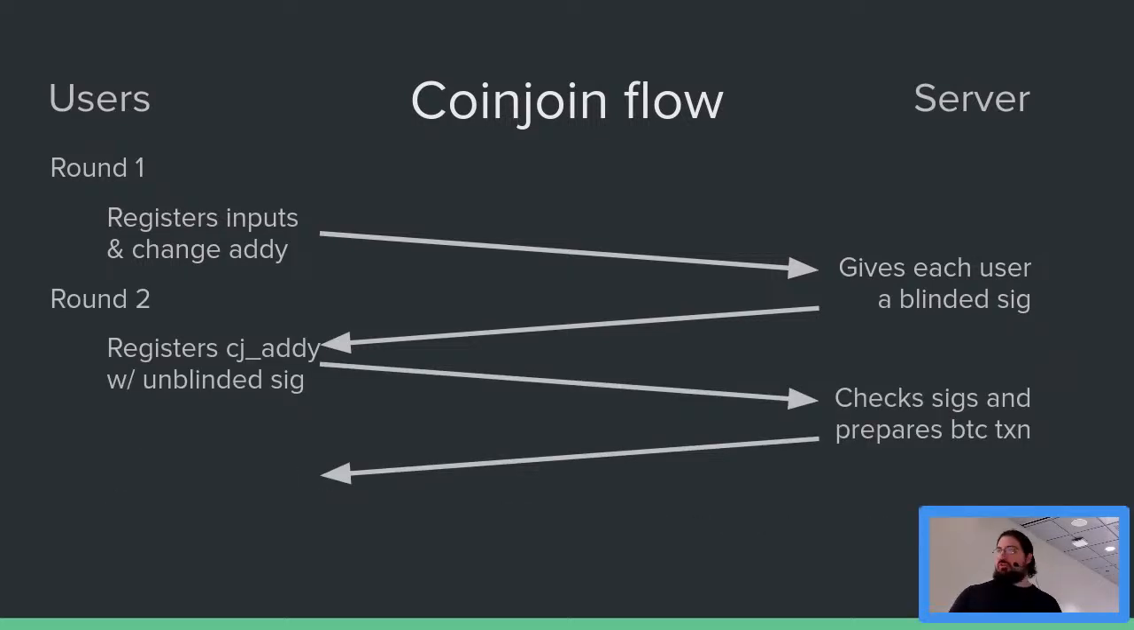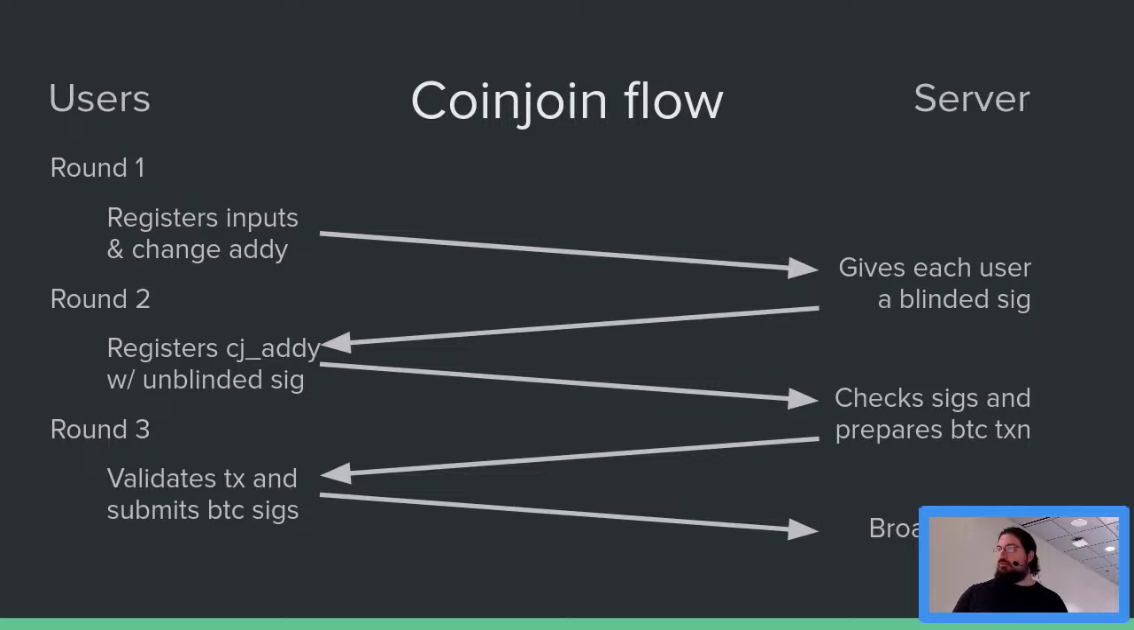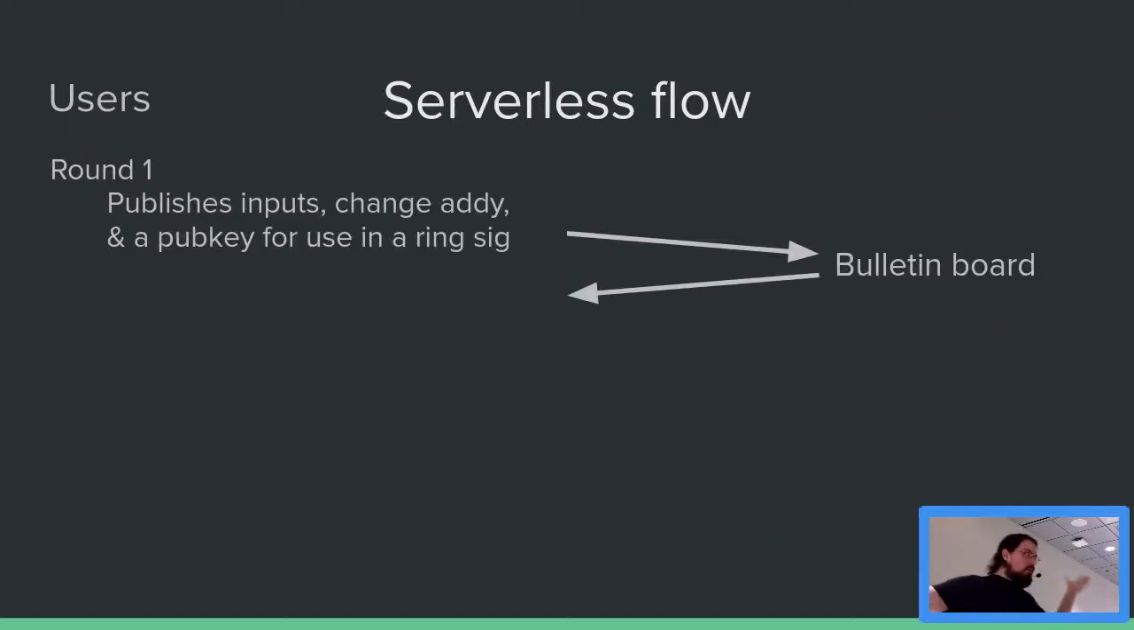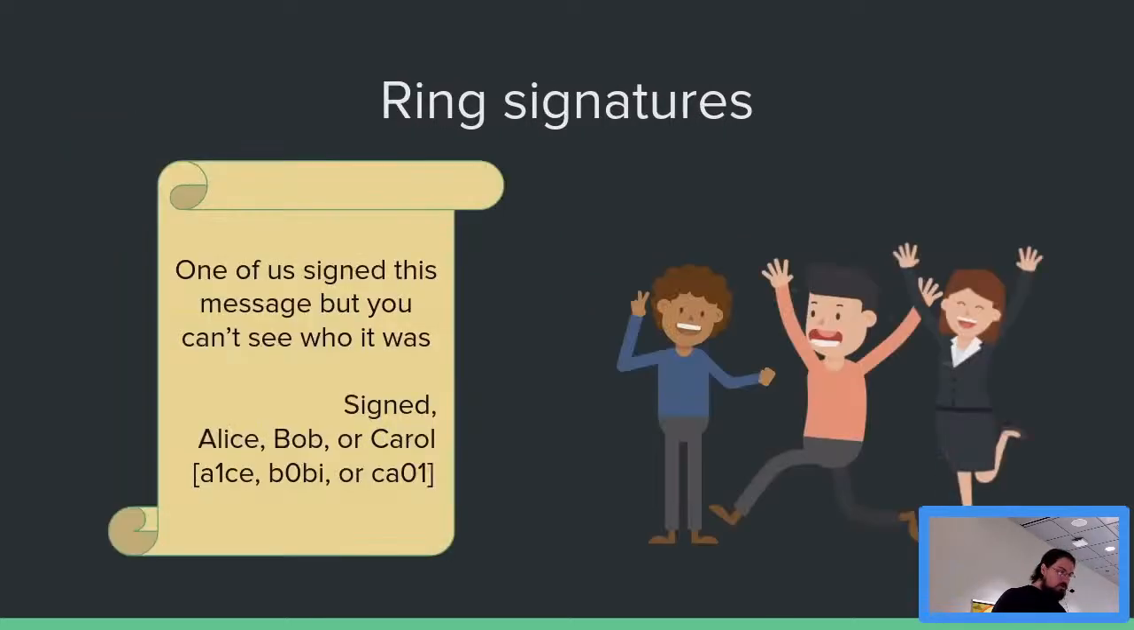Oh, I had this version that I forgot to use where I would have gone through step by step, but whatever. So here's how we're going to do it without a server, and this is what we're about to build. Everybody is going to publish to a bulletin board, so not a coordination server, but just a random place where you can put data. Everyone's going to publish their inputs, a change address, and a pub key for use in something called a ring signature. If you haven't heard of a ring signature before, they're used in Liquid and they're used in Monero.